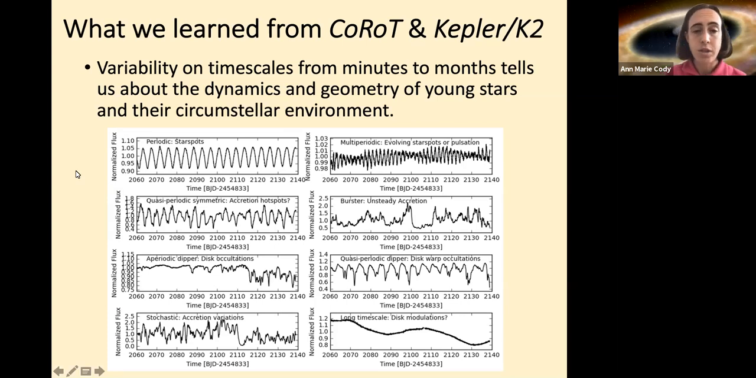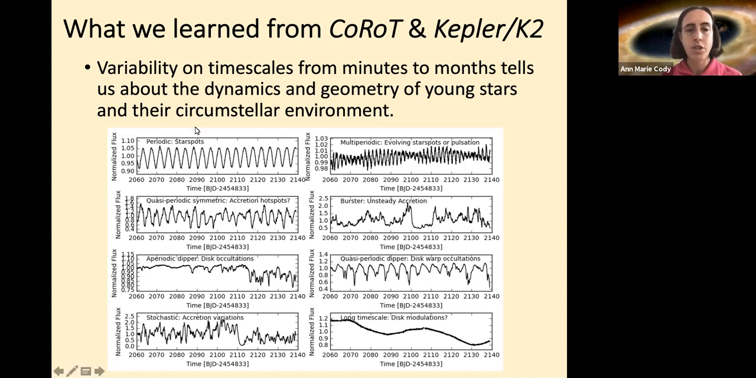What we found previously for the low mass young stars is that we could classify the variability into different categories. And I show you an example of each here. There are 8 different categories, and for each you are seeing a light curve from a space telescope indicating that type of variability, as well as what we think the physical mechanism is driving that variability.